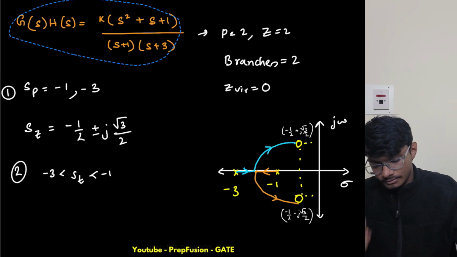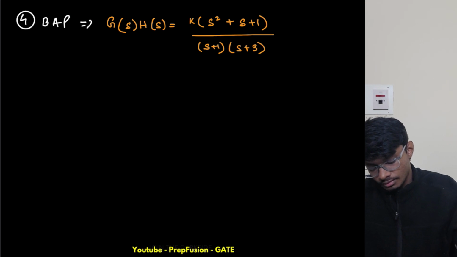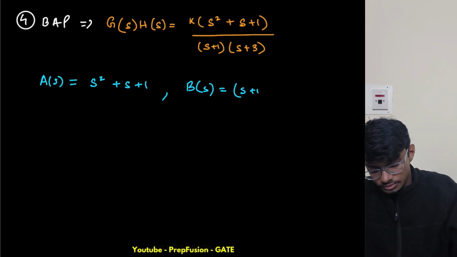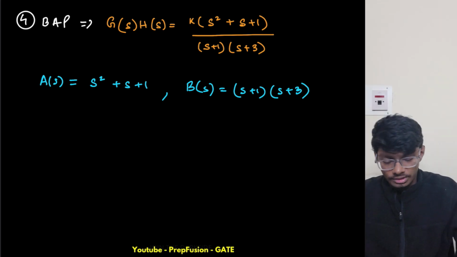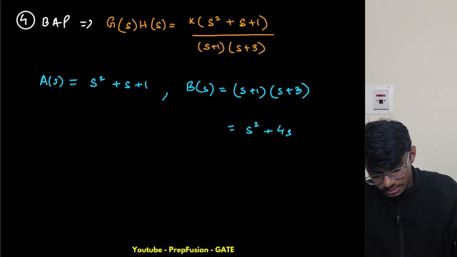So from here, what is A of s? A of s is s square plus s plus 1, okay? And what is B of s? B of s is s plus 1 into s plus 3. So I will write this in polynomial form. This is basically s square plus 4s plus 3, right? So this is in polynomial form.